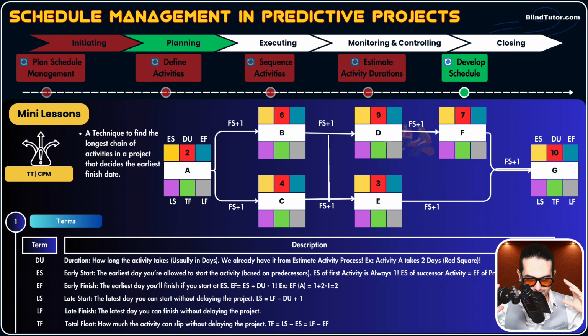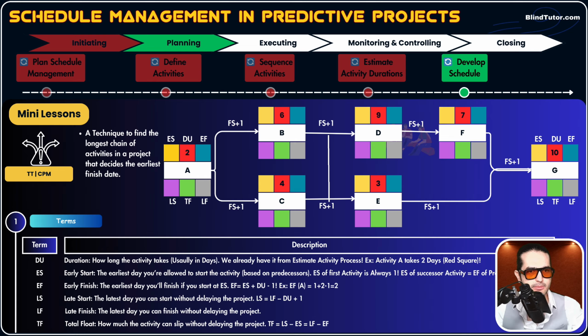So let's wrap it up. ES of successor activities equals maximum EF of predecessors plus 1. I'm going to explain it again, okay? Don't worry, with numbers in maybe 5 or 10 minutes, okay? So don't worry about it. I'm just warming you up, okay?